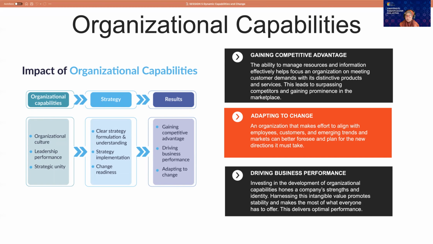So basically, the idea of organizational capabilities is to gain competitive advantage, and competitive advantage needs to be revised due to changes in the environment, and therefore the organization needs to adapt. When they want to revise their competitive advantage, there are definitely initiatives that require change, so they need to adapt to change, and with this, only then can they sustain their business performance or even make their business performance better.